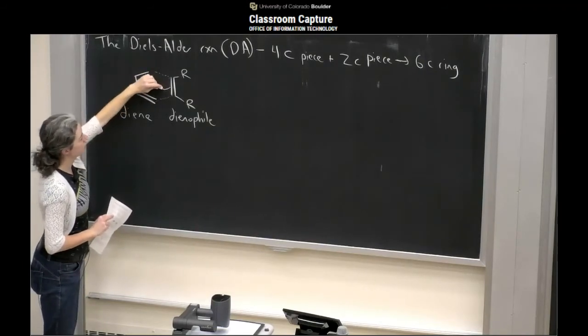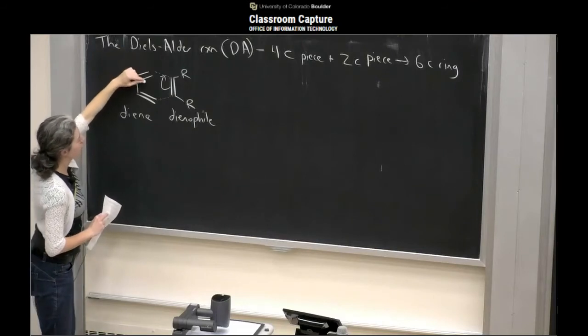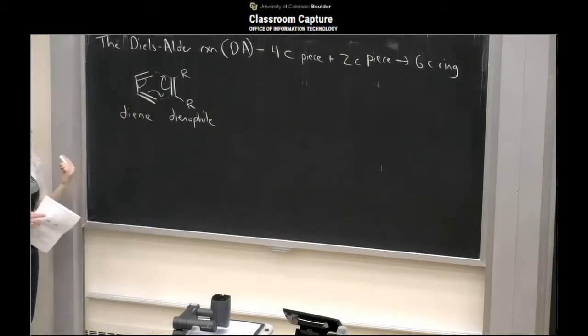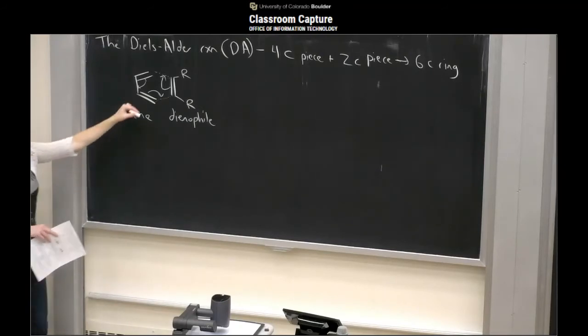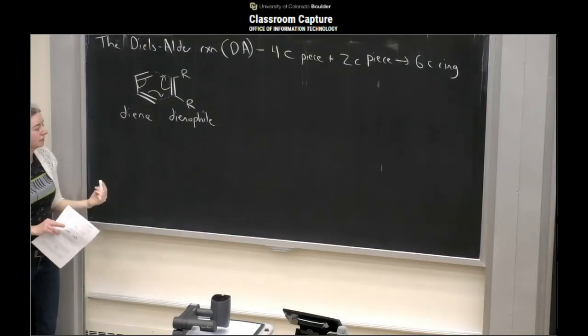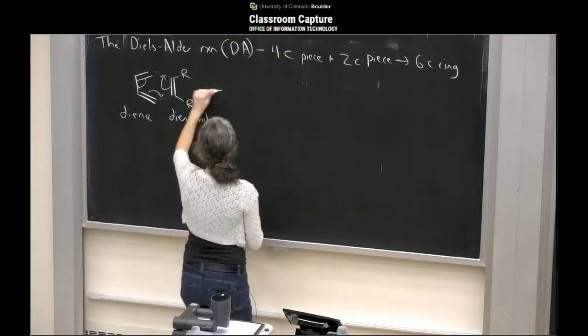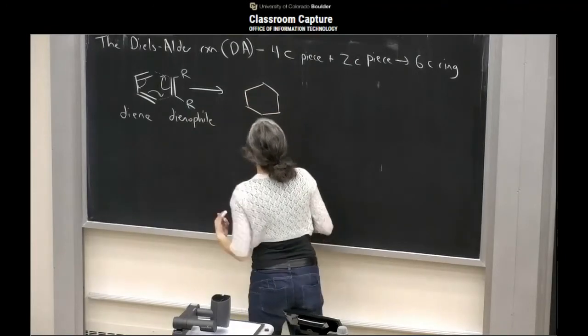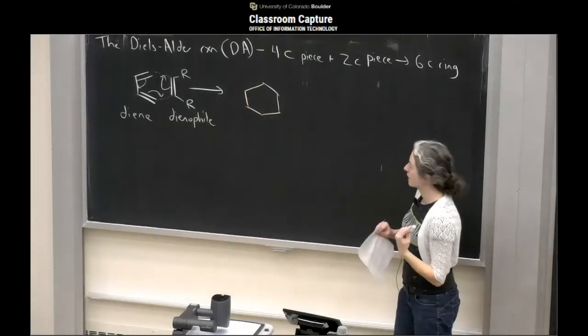This pi bond kicks into here. This pi bond kicks into here, and this pi bond kicks into here. So everything just kind of hops one step around the ring, at least all the electrons from the pi bonds do. Okay, so where that gets us is we now have a 6-membered ring, because Diels-Alder always makes 6-membered rings.